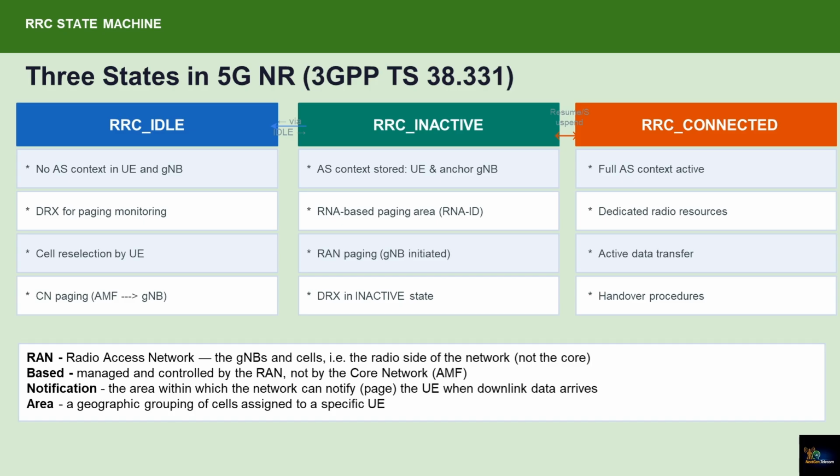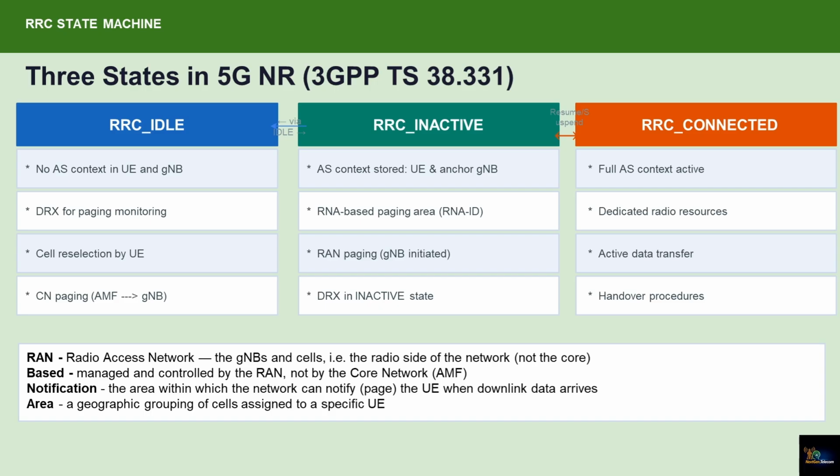The second thing is DRX for paging monitoring. So monitoring through the DRX, and cell reselection by the UE in idle mode, and core network paging happen in idle mode. In this state, all these functionalities are working, and the new functionality in the new state is RRC Inactive.